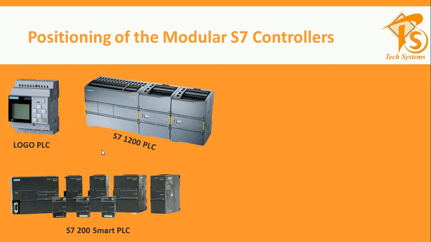So you should read the data sheet of the 1200 PLC. There are lots of differences between S7-1200 and S7-200. Yes, both are PLCs, but the IO handling capacity is different, and the internal software features are also somewhat different. So there are many things that are different.